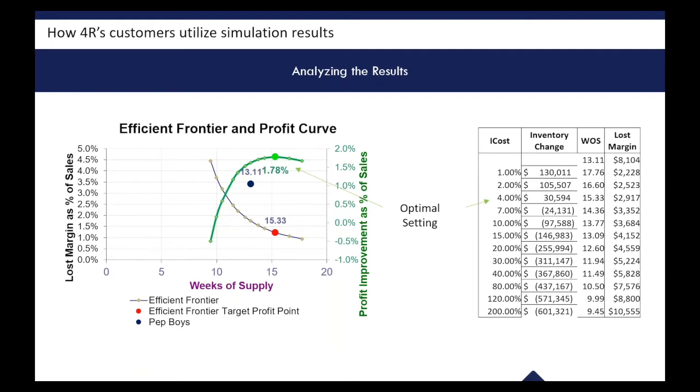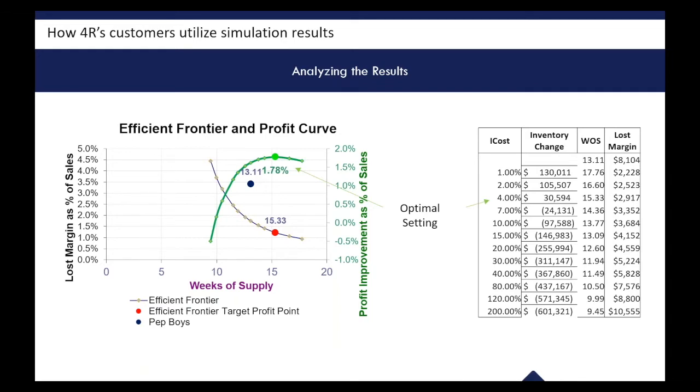In this efficient frontier, the profit optimal answer is suggesting we introduce additional inventory, 15.33 weeks of supply, or an iCost setting of 4%. When moving to a lower iCost setting, the loss margin dollars are reduced. The simulation tool measures and weighs the costs involved in carrying additional inventory along with the resulting reduction of the loss margin to ultimately see which approach is more profitable to our bottom line.